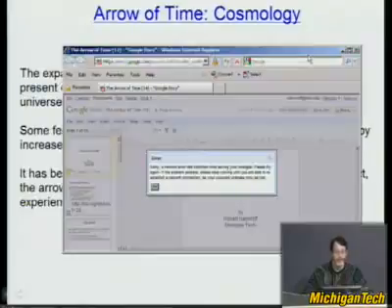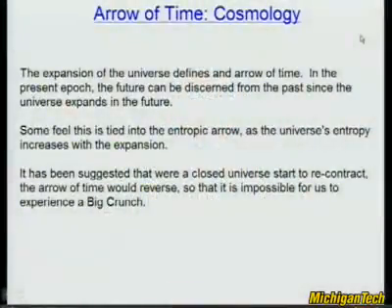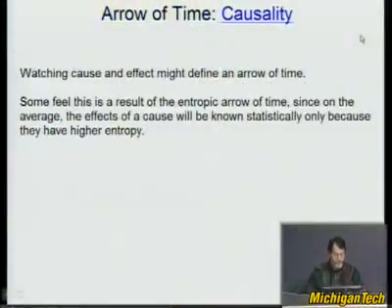So even if the universe expands and contracts and expands and contracts, then we can only remember the ones where it's expanding if the arrow of time only points in that direction. As I mentioned, watching cause and effect might define an arrow of time. Some people think that every time you look at this in detail, causality gets back to entropy, and that cause and effect is ultimately defined statistically with higher entropy systems.